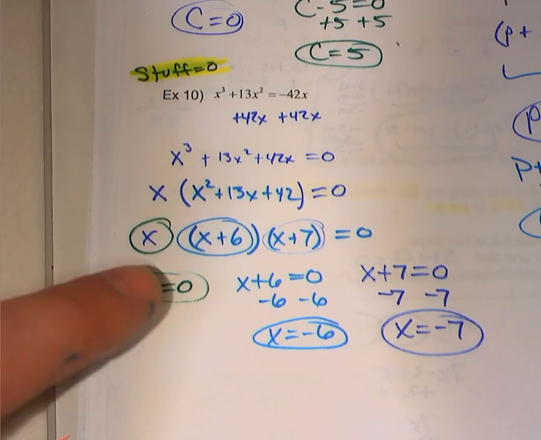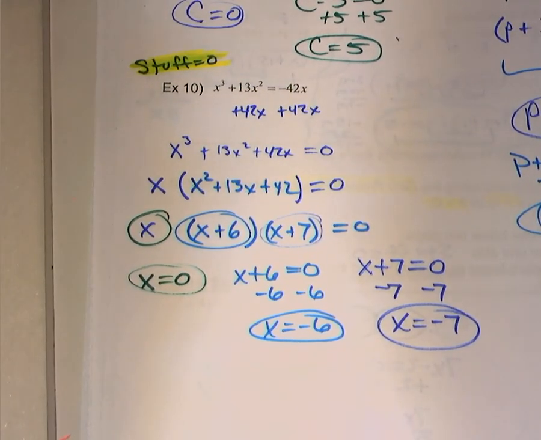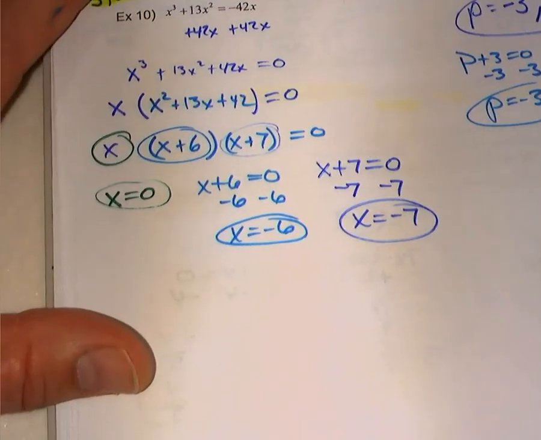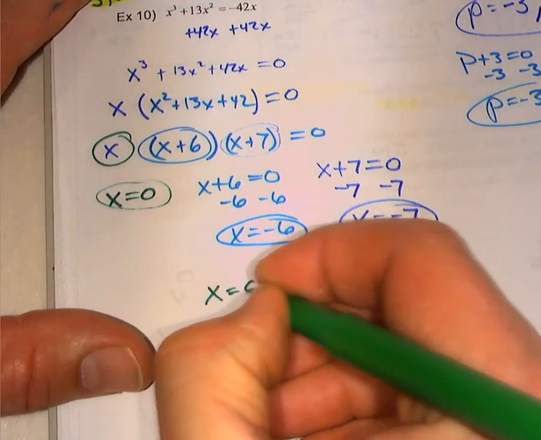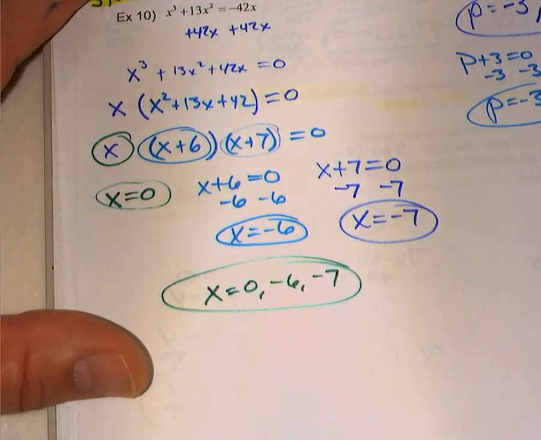So I get 3 answers, 0, negative 6, and negative 7. If you want to list them out in a line, this works too. Like that, I would accept that. Or if you want to do each one individually, that works too. Okay.